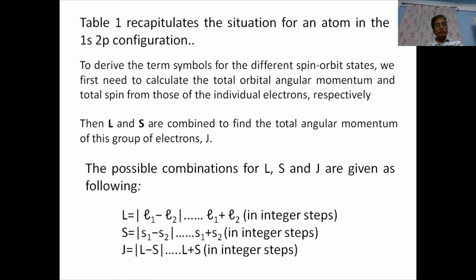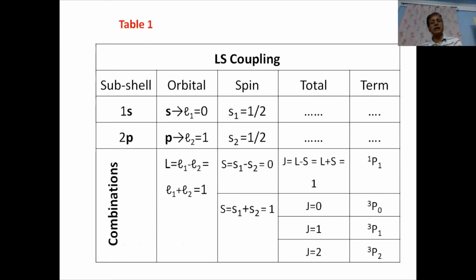Capital L is from L1 minus L2 to L1 plus L2 in integer steps. Capital S is S1 minus S2 to S1 plus S2 in integer steps. And capital J is L minus S to L plus S, again in integer steps. Now this is the table for LS coupling of 1s2p electron.